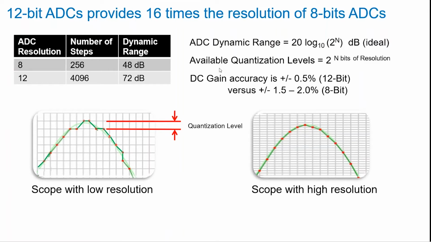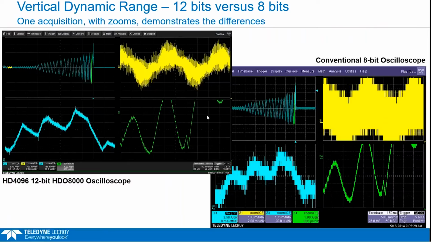When you look for details, it's so much better to do that with more dynamic range. And if you're trying to get good measurement accuracies, keep an eye out on the DC gain accuracy. You'll see that we go from 1.5 or 2%, depending on the scope and the manufacturer, to 0.5% with a 12-bit scope. So that also is a consideration on which scope you should purchase for the future. Here is a 12-bit versus an 8-bit.